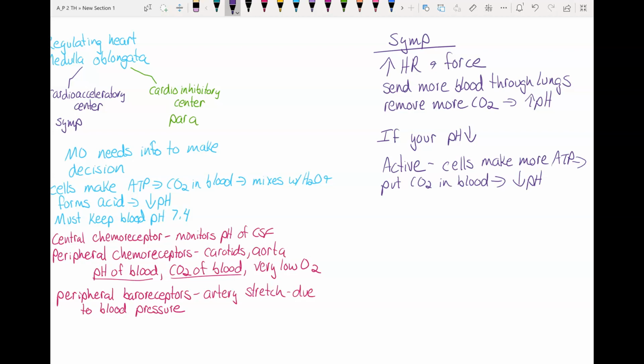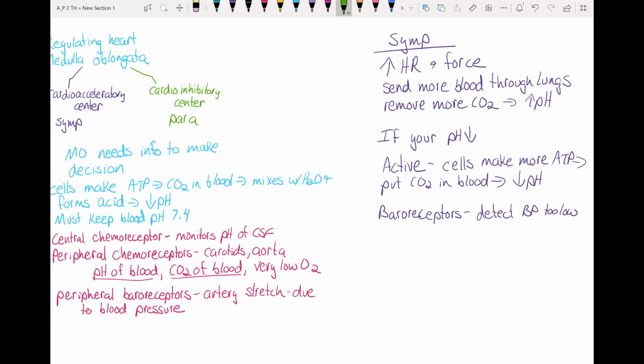This would also be with the baroreceptors. Remember, they detect your blood pressure. If they detect that blood pressure is too low, then you would use sympathetic, because if you increase your heart rate and increase the force, that will increase your blood pressure and counteract the pressure being too low.